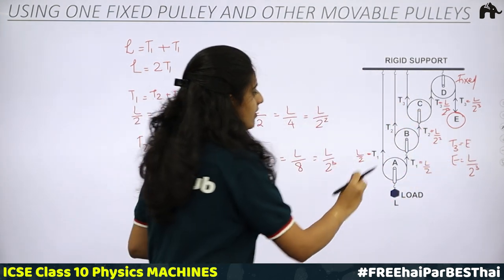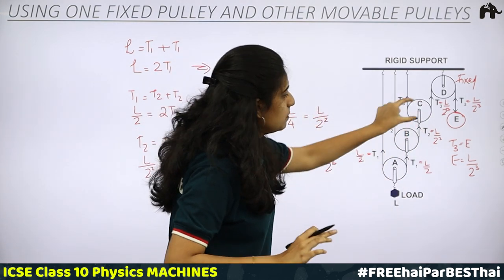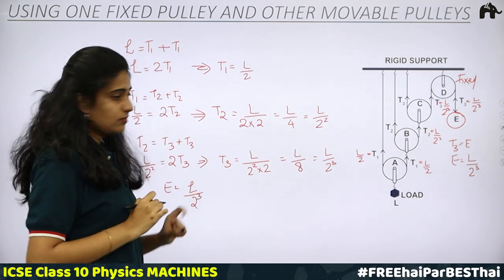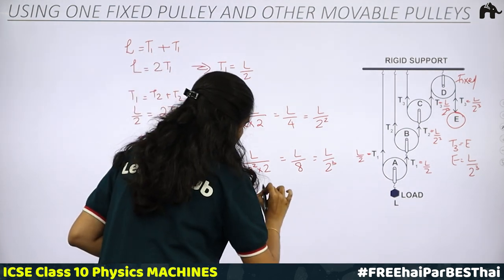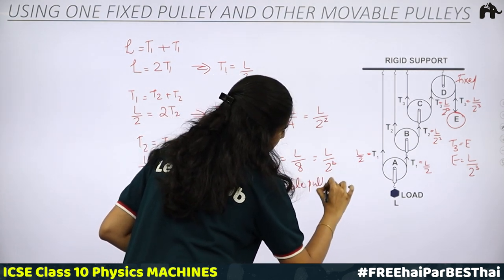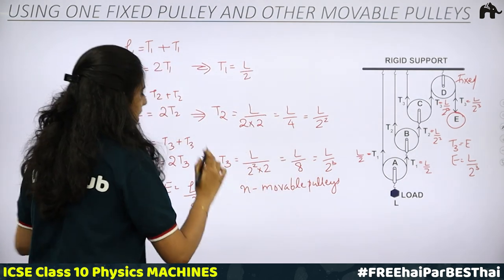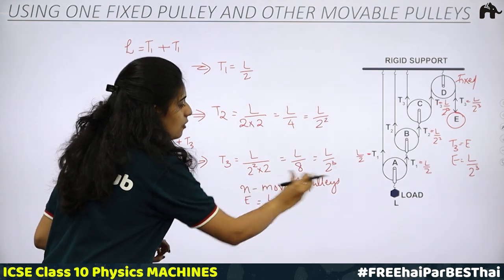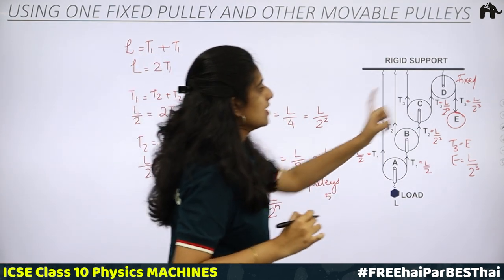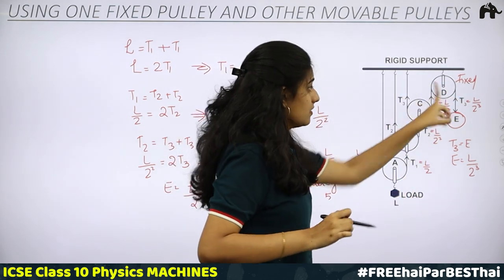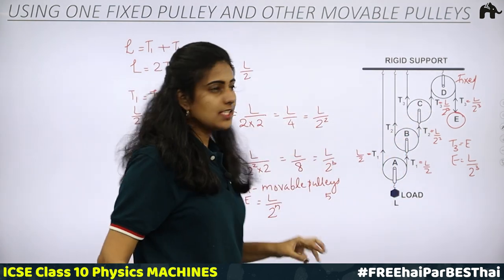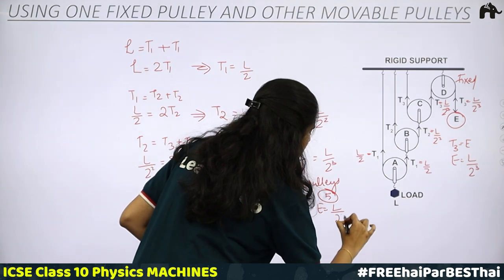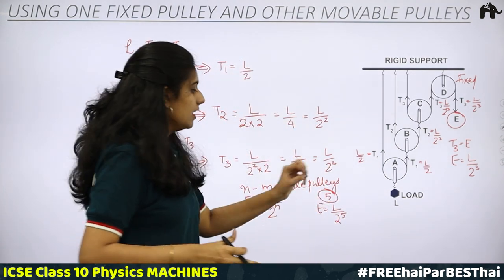Now, just remember, here we have used 3 movable pulleys. When 3 movable pulleys are used, you are getting effort equal to load divided by 2 raised to 3, or load divided by 2 cube. If I am using n number of movable pulleys, in that case, you will have to apply an effort equal to L divided by 2 raised to n, where n is the number of movable pulleys. Don't consider the fixed pulley, only the number of movable pulleys. Depending on the number of movable pulleys, we can say what the effort is. If there are 5 movable pulleys, then the effort will be equal to L divided by 2 raised to 5. This is how you can calculate the effort. Here, what do you understand?